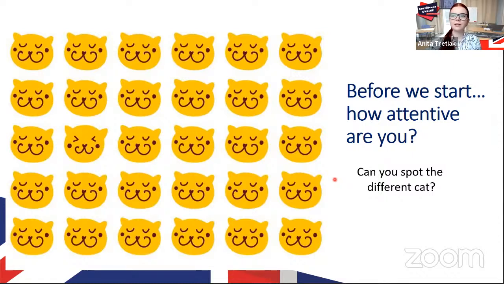Different cats. Where is the different cat? Send the number in the chat. Okay, waiting to see your numbers. Okay, I can see the first number, 14. Okay, what are other ideas? Well, you're going to see the results at the end of our webinar. You will see where the different cat is. And now we can move on.